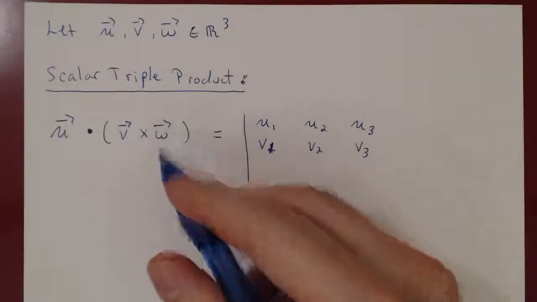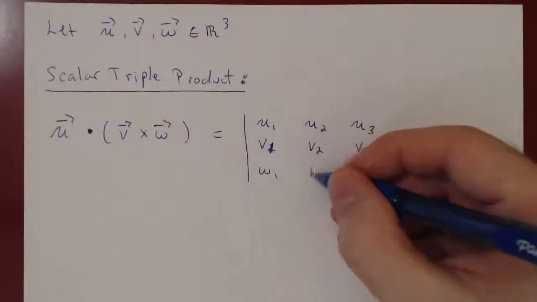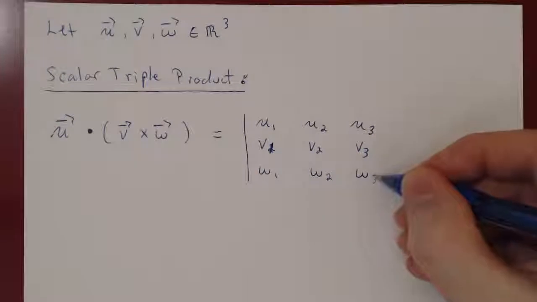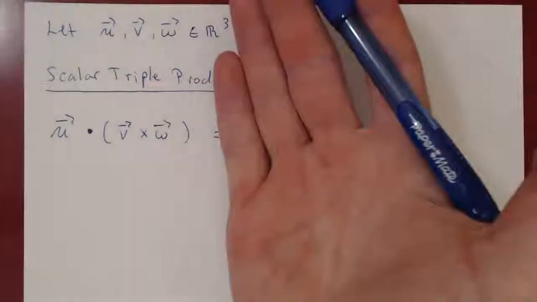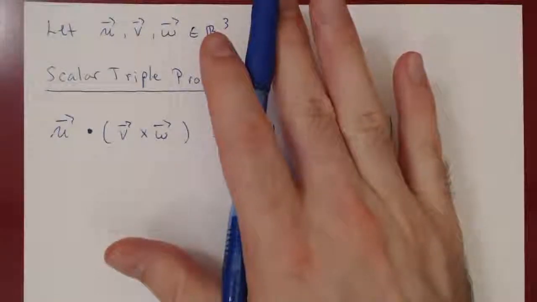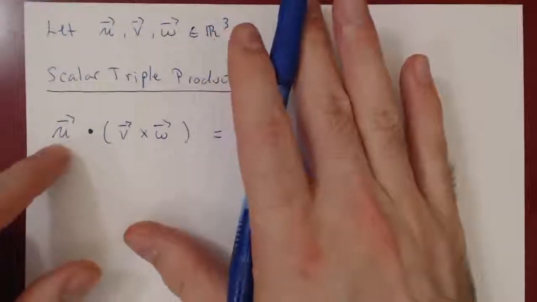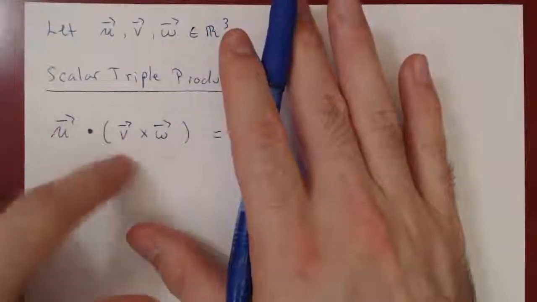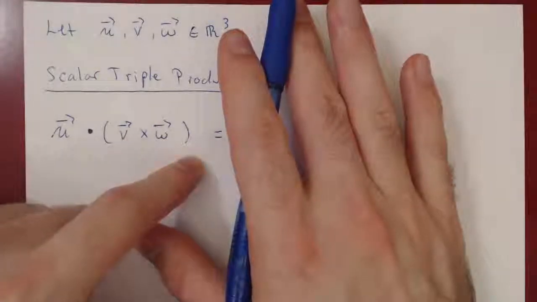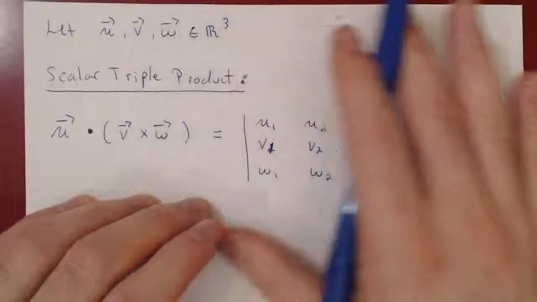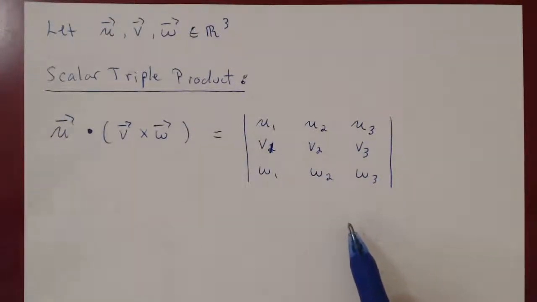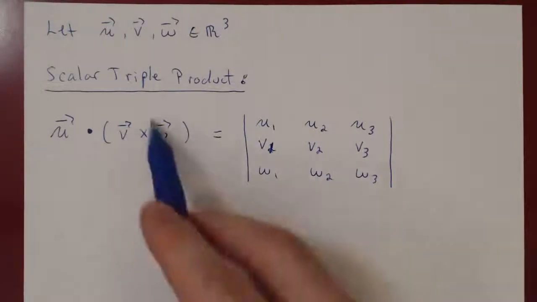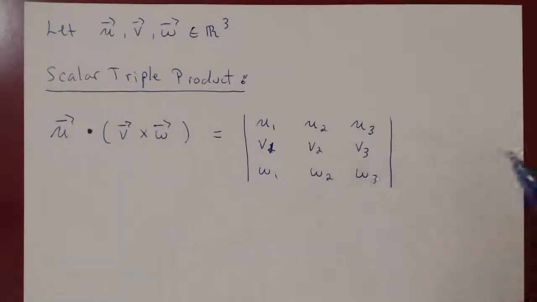And the third row, the coordinates of the third vector, w1, w2, w3. So again, if you ignore this for now, this is called the scalar triple product of u, v, and w in that order. And it happens to be equal to the determinant of this matrix. And once again, the proof of this I'll leave up to you. Compute this, and you'll get the two sides being equal.